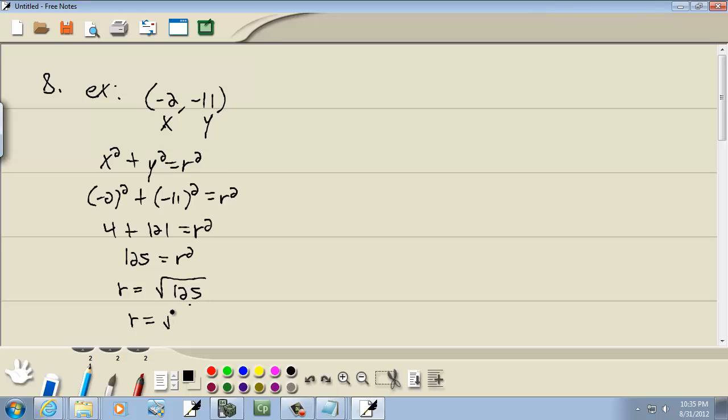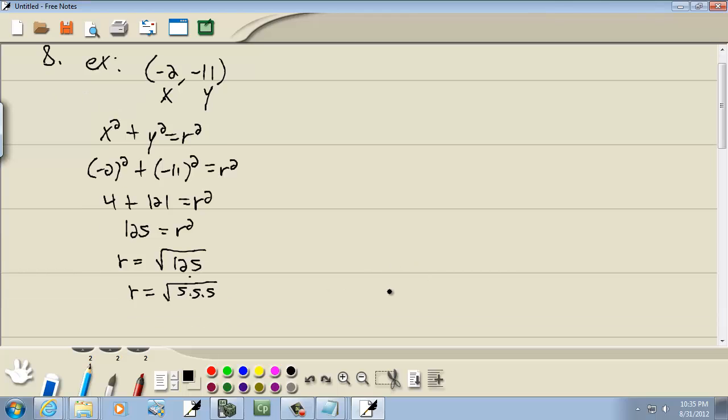And I can break this down. This is 5 times 5 times 5. And again, we're looking for a pair of somethings. So here's a pair of 5s. That's going to come out. So r is 5 square root of 5. Okay, that's x, that's y, this is r. Let me run them down again. X is -2, y is -11, r is equal to 5 square root of 5.